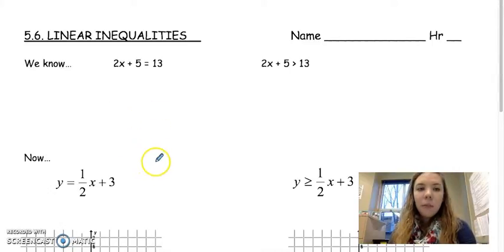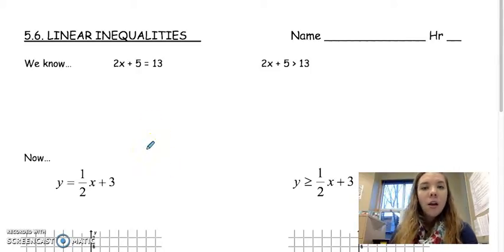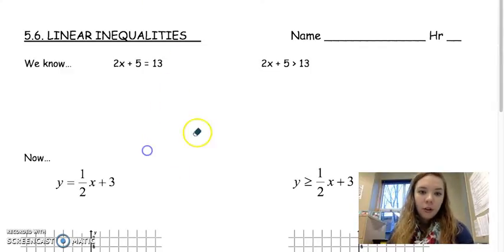All right, guys, today we're going to talk about linear inequalities and how to graph them. It's very similar to graphing lines, so if you already know how to graph lines, then this should be a pretty smooth process for you. But if you're not sure how to graph lines, then this might be a little bit more challenging.